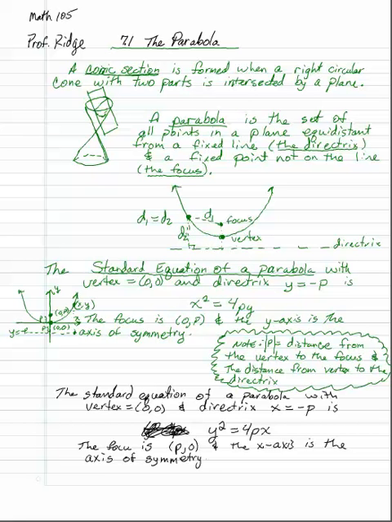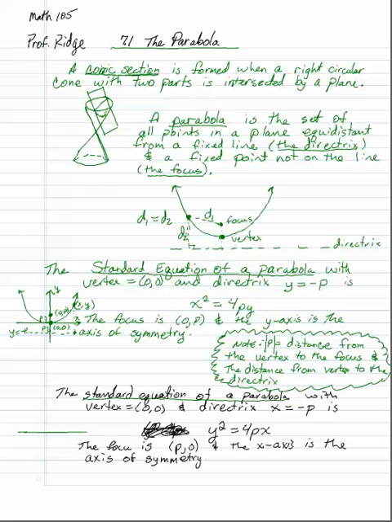Okay, so we can also do the same thing if we have a parabola opening sideways. This one has a vertical axis of symmetry, that's x squared equals 4py. And then we can do horizontal. So the standard equation of a parabola with vertex 0, 0, directrix x equals negative p is y squared equals 4px. Again, you can derive that formula using the distance formula, but I'll just leave it at that.